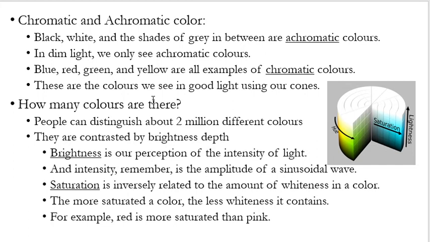People can distinguish over 2 million different colors from three cones. The only thing that happens is you have three cones, and out of those three cones, you have 2 million different colors because you're able to contrast by brightness and also saturation. For instance, brightness is just our perception of how intense light is. And what is intensity? Remember, intensity is just the amplitude of the wave. What is saturation?